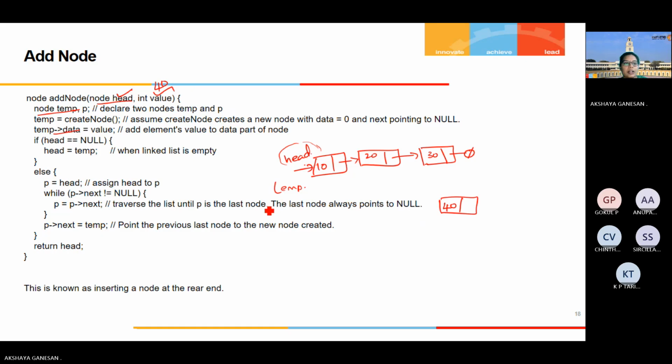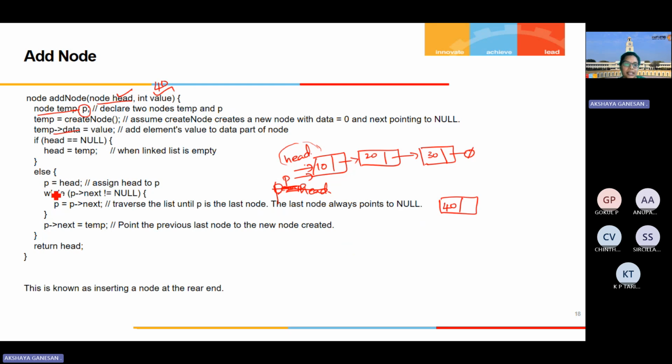Okay. So I use a temporary node. P is the temporary node I'm going to use to traverse. So P will be assigned the value of head. So now I will have two pointers, P as well as head. Now using P, I'm going to move forward or traverse through the list.